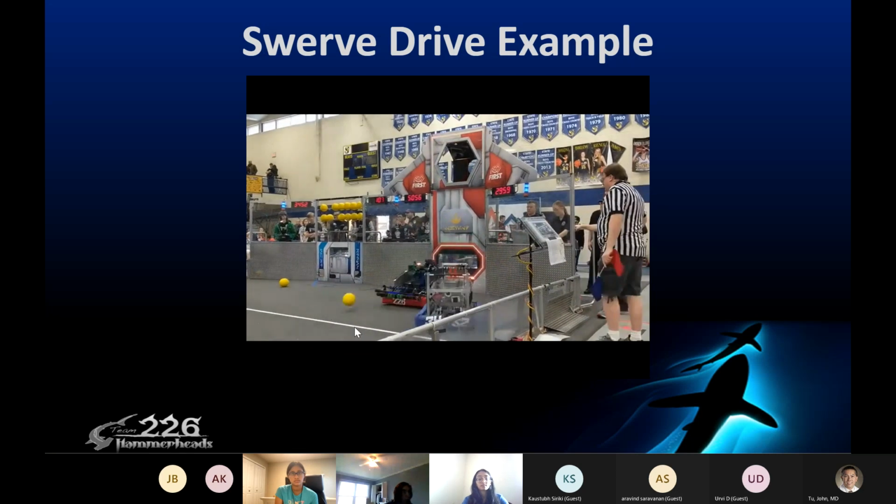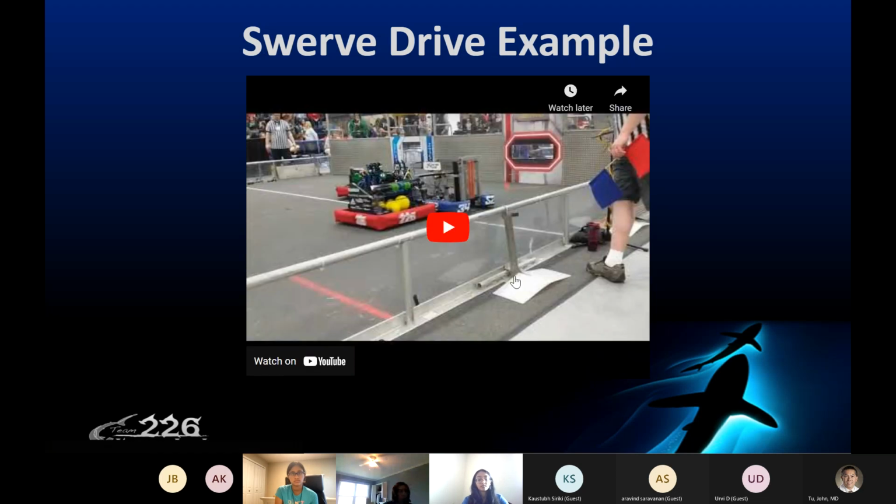You can see our robot was spinning a lot while still moving the direction it wanted to. That's one of the pros of having a swerve drive.